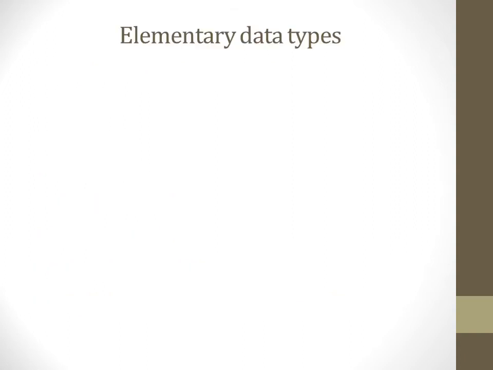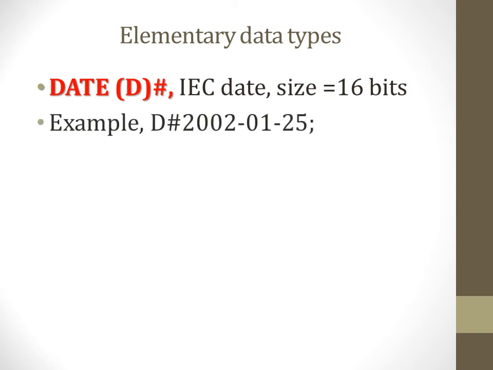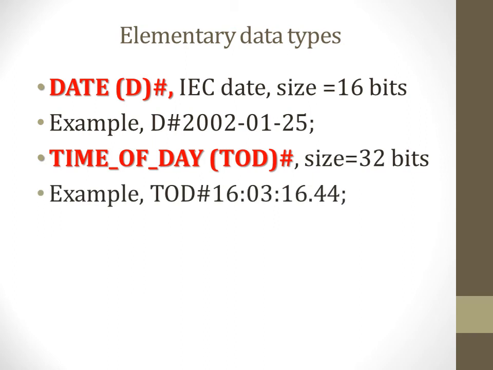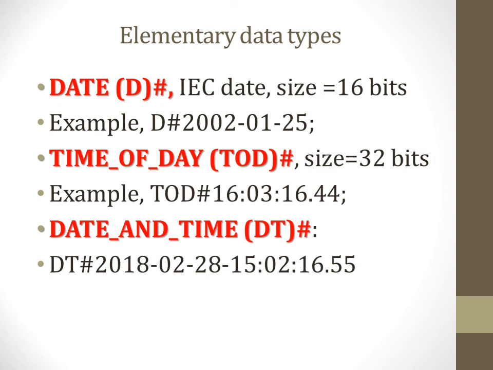The next elementary data type is connected with time and date. We call it date. This is the example of how we can use this data type. Also we have the data type time of day. This is the example of implementation of this data type, and also we have the date and time data type. This is the implementation of this data type in short records.